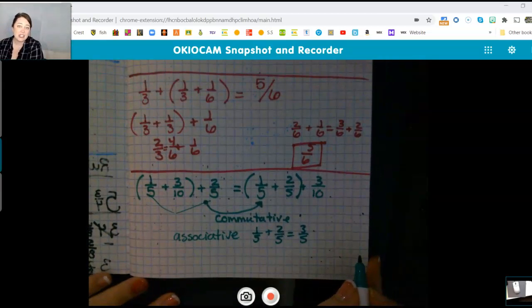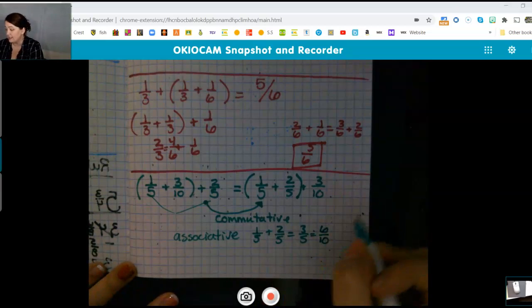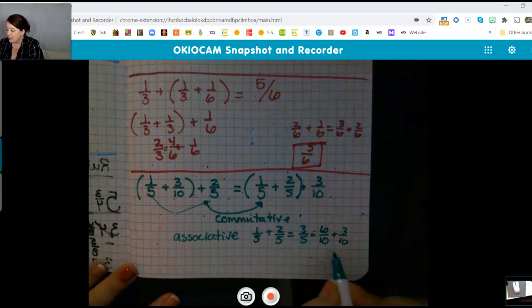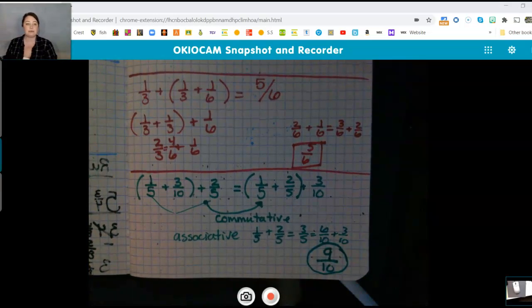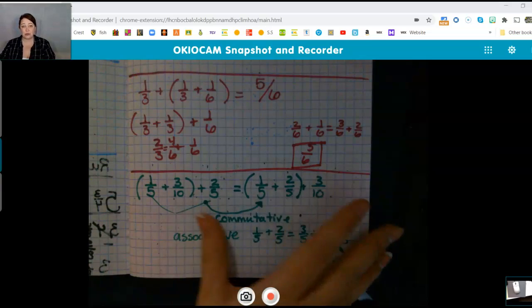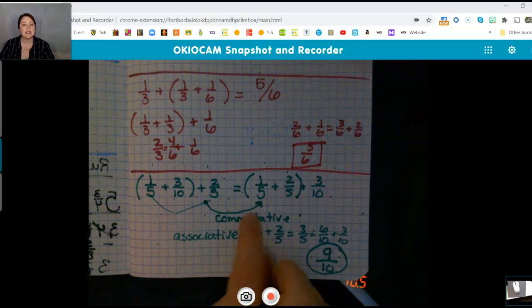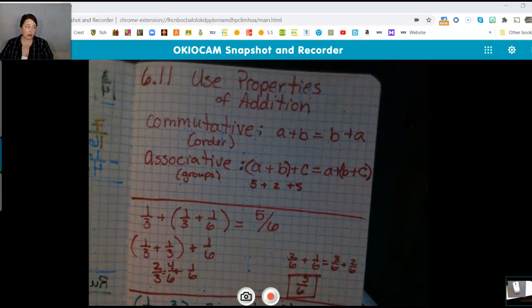But it's the better thing to do. 3/5 is the same thing as 6/10. 6/10 plus 3/10 is 9/10, and that's our final answer. Do you have to know which properties you're using? Not really. You're only going to be using commutative and associative, but you should know that this is a legal move because the commutative property of addition allows us to change the order.